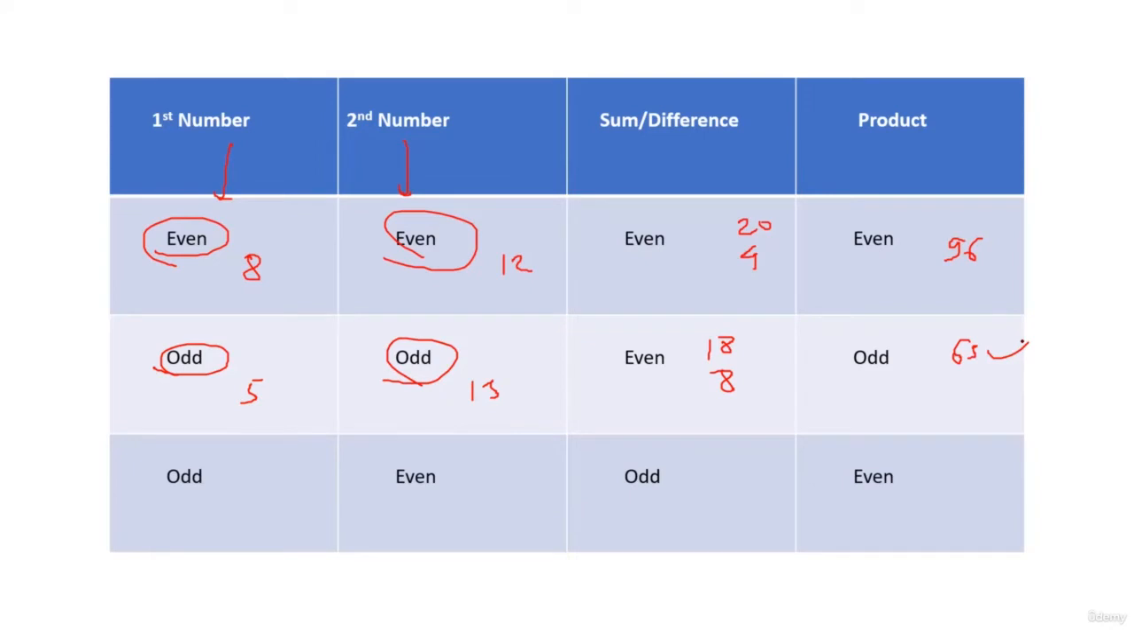So you take two numbers, you multiply them. Their product is always odd if both numbers are odd, and the sum will be even. Sum and difference is even.